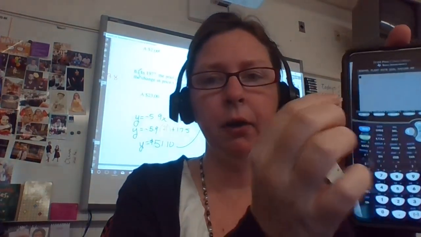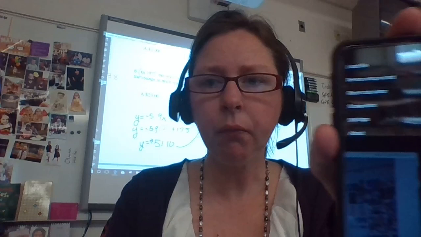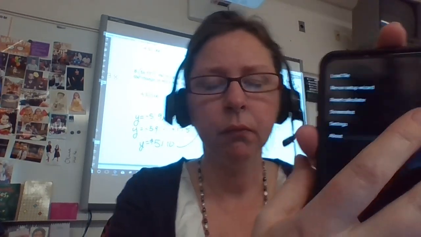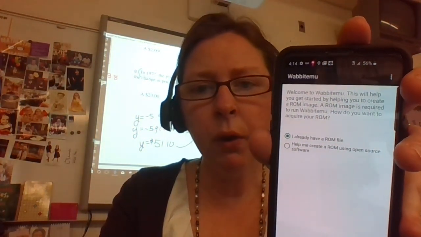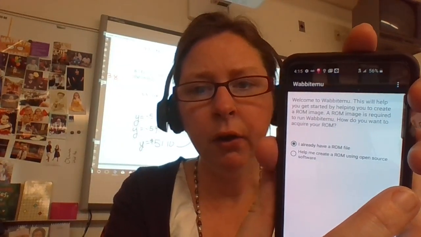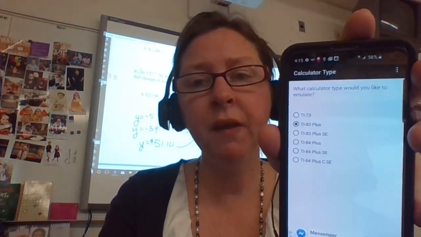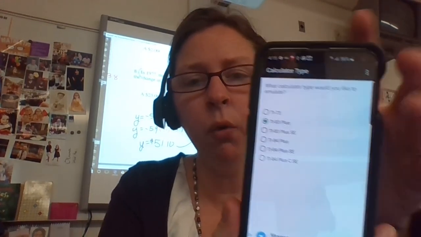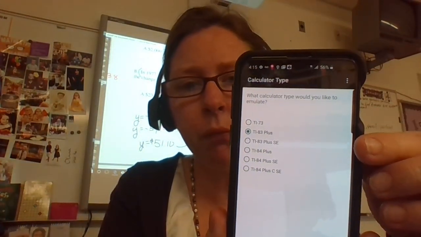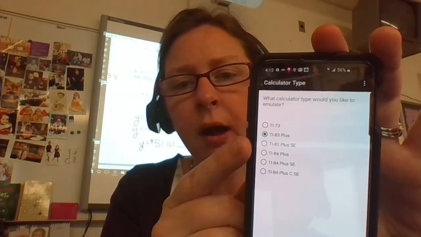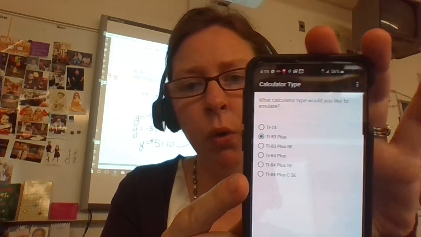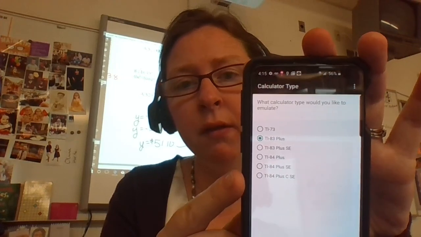Now mine is already on here, but when you first open up the app, you will see this. What you want to hit is help me create a ROM. So help creating a ROM, and then hit next, and then you're going to choose the calculator that you want. Now they did not all work for me on the first try. So I stuck with the 84, and I just tried every single one of the 84s until I got one to work. For me, the one that's working right now is the one on the very bottom.